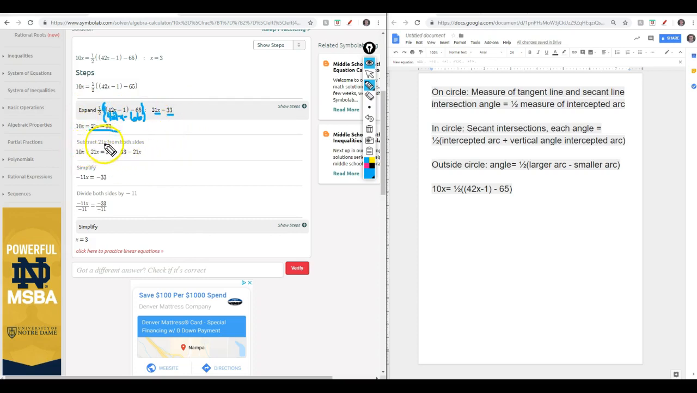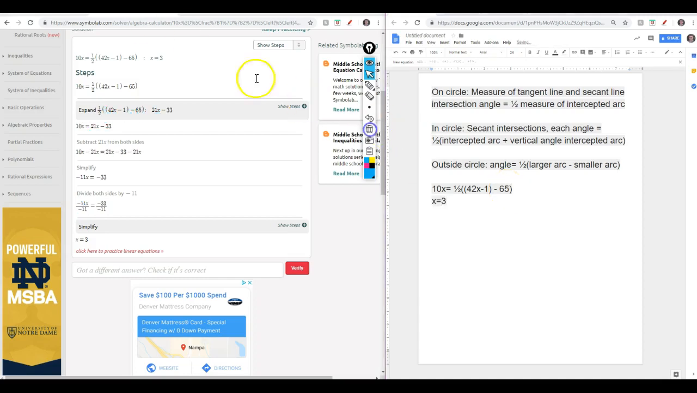And then they subtract 21x from both sides. So again, 21x minus 21x ends up being plus 0. So negative 33 plus 0 is just negative 33. 10x minus 21x is negative 11x. Negative 11 divided by negative 11 reduces down to 1, and negative 33 divided by negative 11 reduces down to 3. So we have our x equals 3.